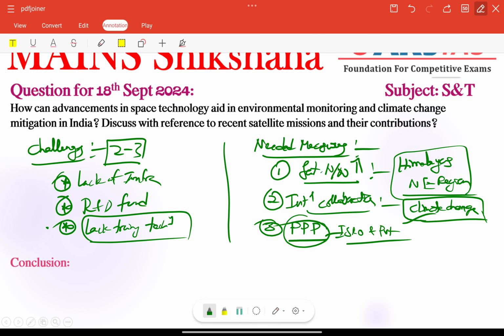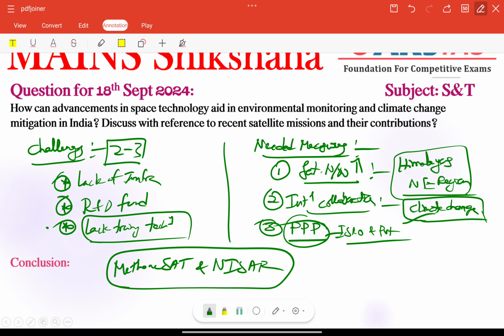So coming to the conclusion, if we follow the above measures, future missions, whatever we have already started, MethaneSAT is there, and NISAR is also about to start. So these two, the recent and upcoming satellites, will strengthen India's efforts to monitor emissions and combat climate change, making space technology an indispensable tool for a sustainable future. That is very important.